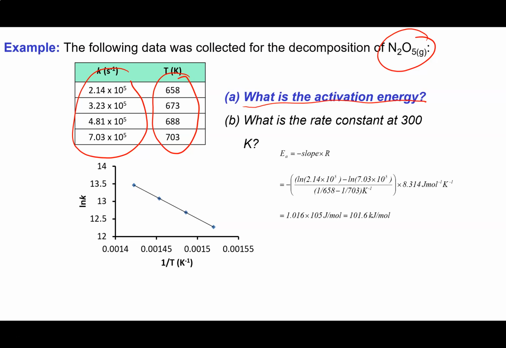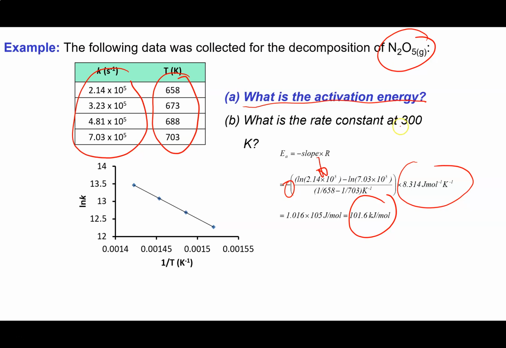So the first thing I'm going to do is use the fact that the activation energy is the negative of the slope of my log K on 1 on T plot multiplied by R. So I'm doing log of my first rate constant minus log of my last rate constant, divided by 1 on my first temperature minus 1 on my last temperature. That gives me my slope, and then I multiply that by R. Don't forget to take the minus. Activation energy is always going to be a positive number, so if you forget the minus, it works out in the end. And I got 101.6 kilojoules per mole, which is ballpark correct.